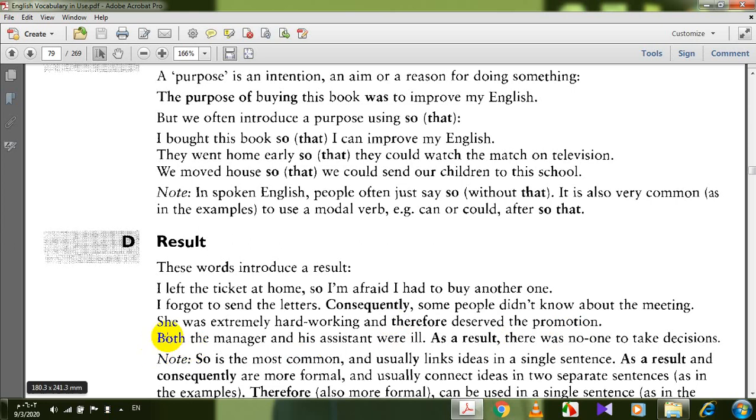Both ways are possible. We can say she was extremely hardworking, full stop. Therefore, comma, she deserved the promotion. So what is the result? She deserved the promotion. Both the manager and his assistant were ill. As a result, comma, there was no one to take decisions.